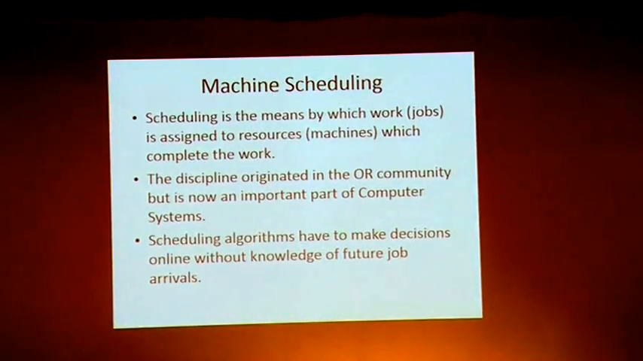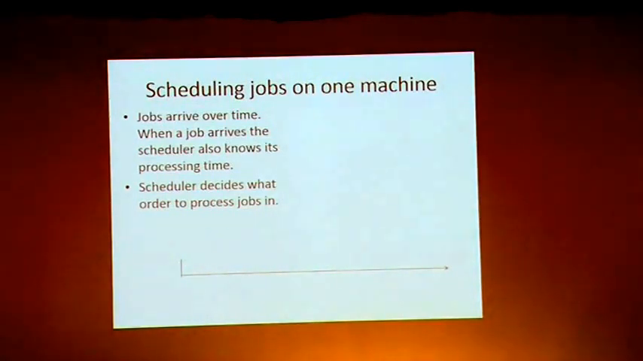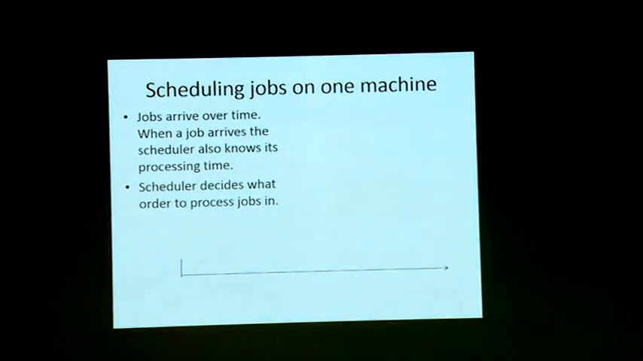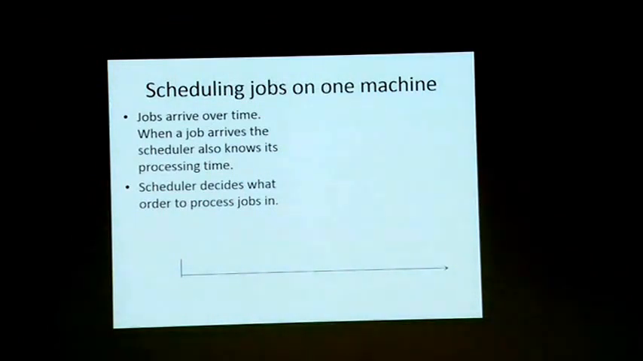So a scheduling algorithm is an online algorithm by its very nature, because when a job arrives, it has to make a decision on where to put the job without knowing about what is going to come in the future. Okay, so let's see. I'll begin by just talking about scheduling on a single machine. Right? There is a single machine. How easy can it get? There is a single machine, and there are jobs that arrive over time.